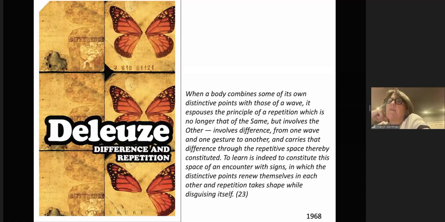When a body combines some of its own distinctive points with those of a wave, it espouses the principle of a repetition which is no longer that of the same, but involves the other, involves difference from one wave and one gesture to another, and carries that difference through the repetitive space thereby constituted. To learn is indeed to constitute this space of an encounter with signs in which the distinctive points renew themselves in each other and repetition takes shape while disguising itself.